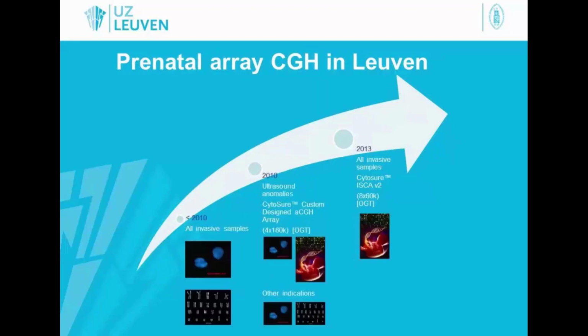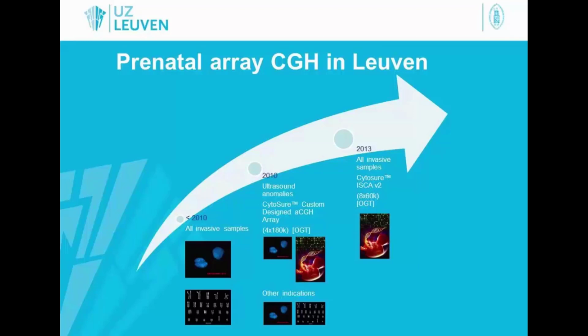Then for prenatal arrays that we perform in Leuven, it's a different history. Before 2010, we performed the classical cytogenetic techniques like FISH for a rapid aneuploidy screening followed by a conventional karyotype. Then in 2010, we distinguished between fetuses with ultrasound anomalies and other indications. For fetuses with ultrasound anomalies, we performed the 4x180K array from OGT, and for other indications, we still performed FISH and conventional karyotyping.